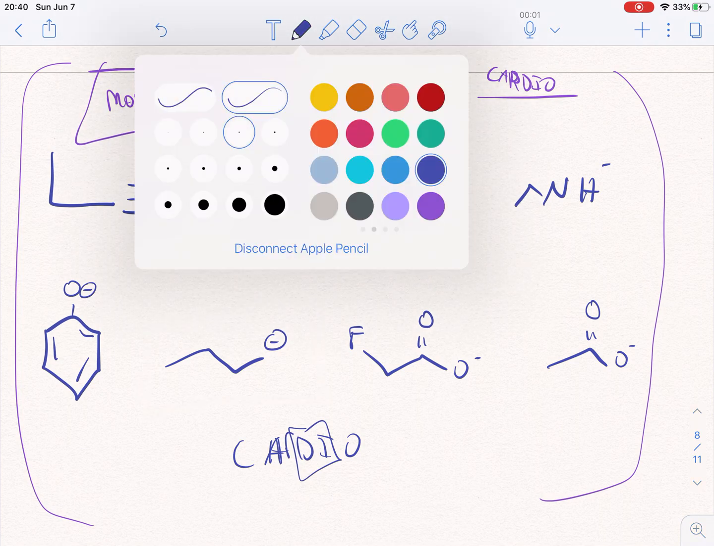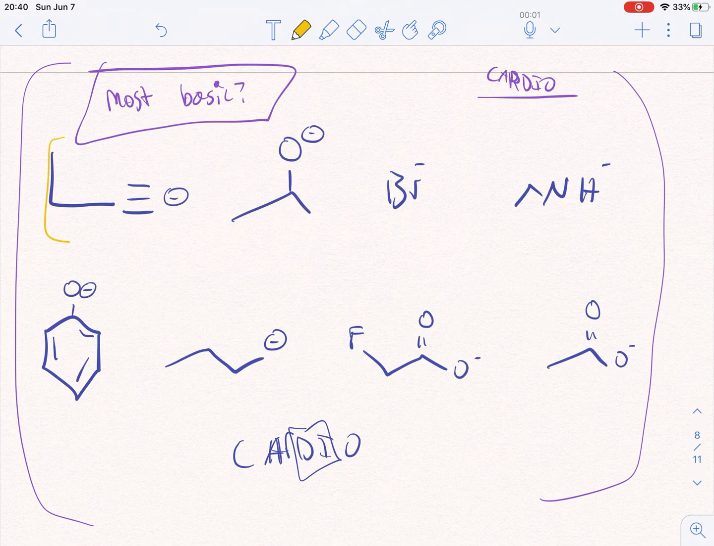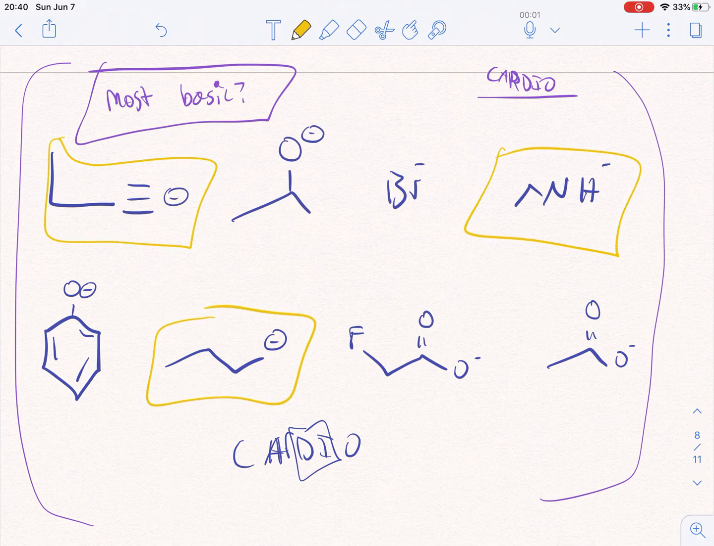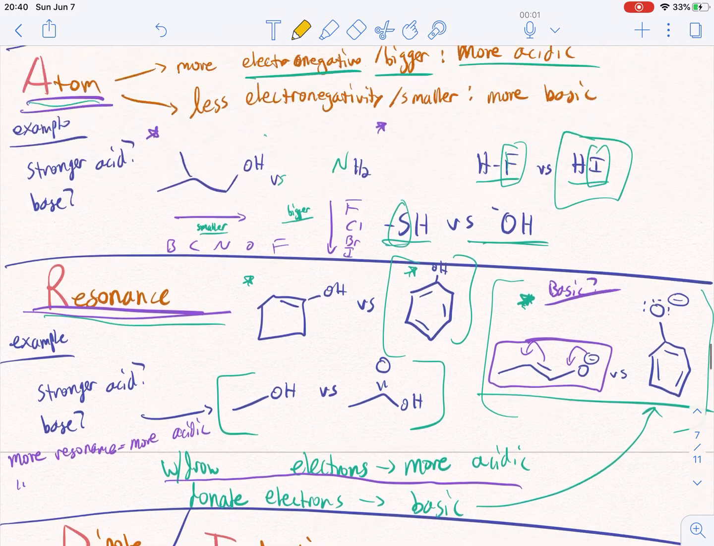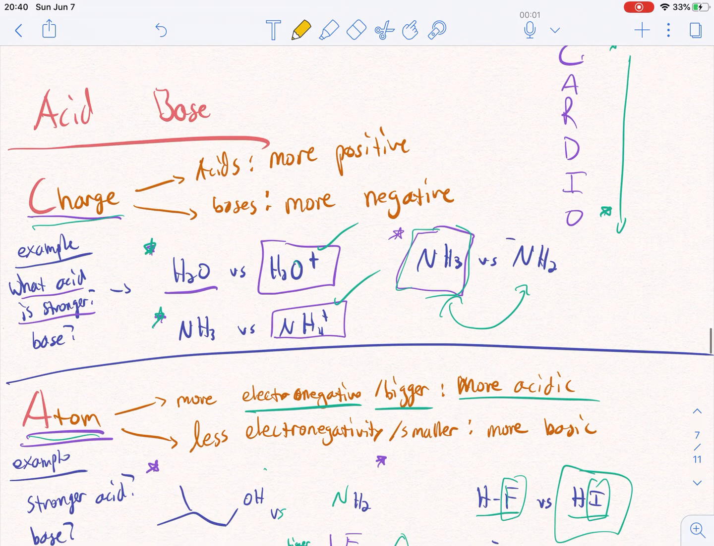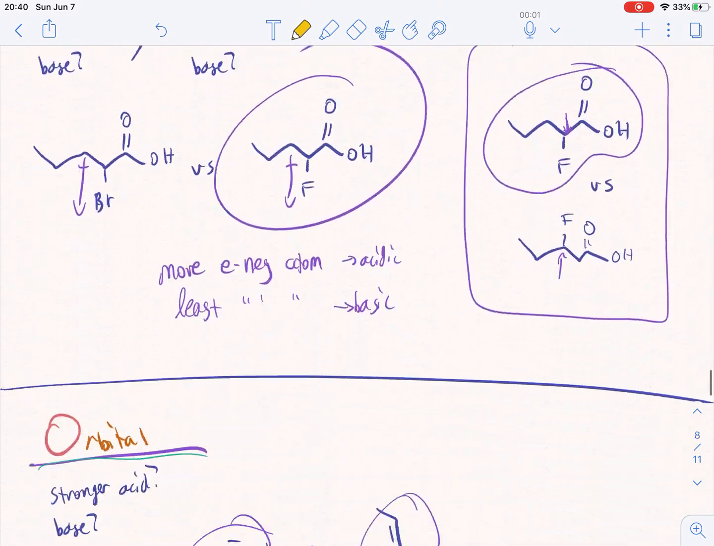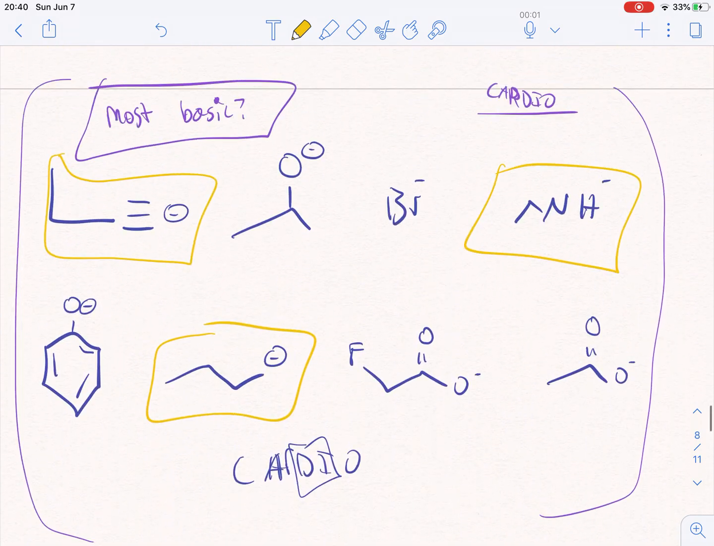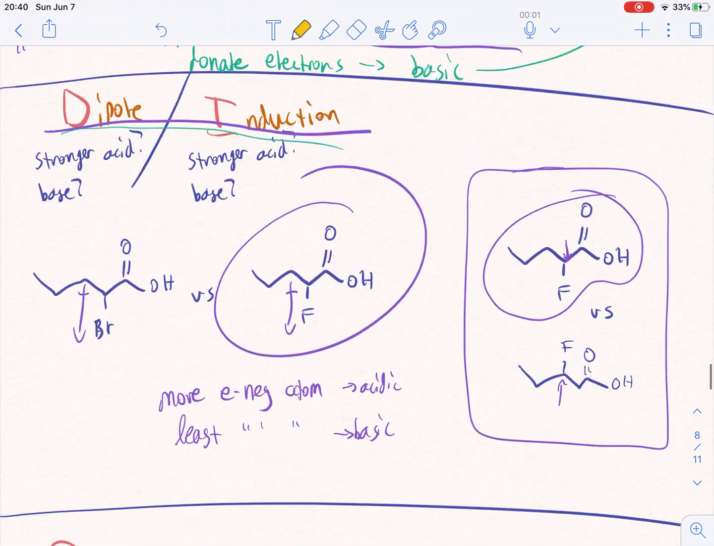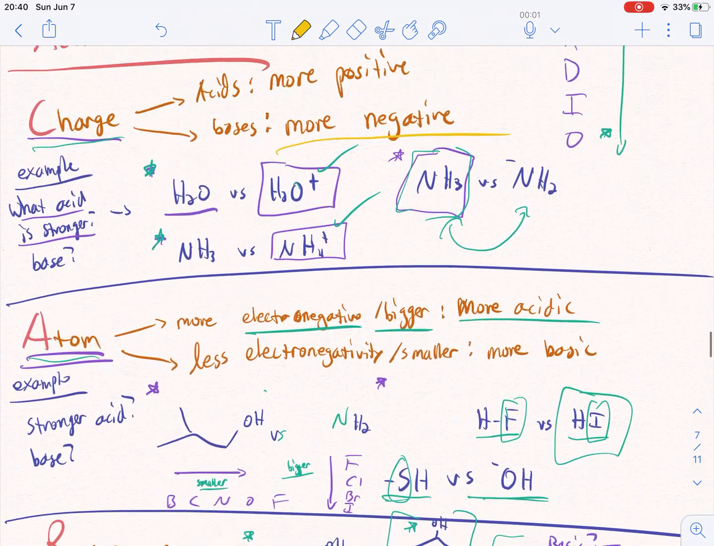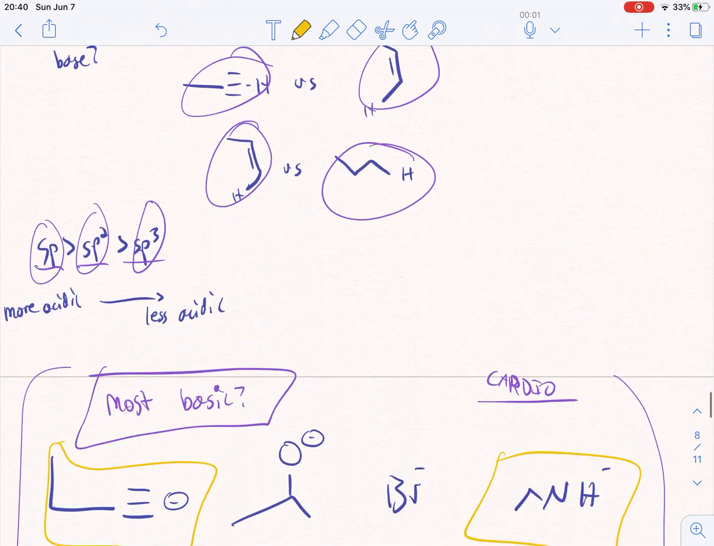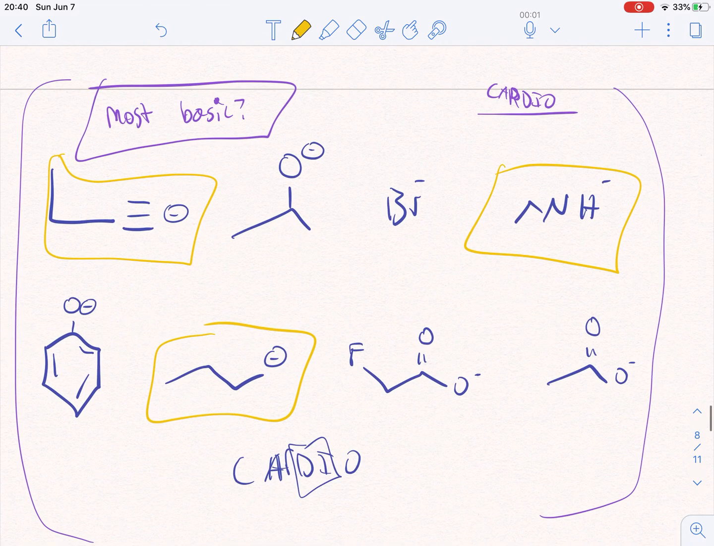Oh, do not want blue. This, this, this, off rip, I know are going to be the most basic. Here's why. We said if it's more negative, it's more basic, right? And hold on, okay, charge. All these are going to be charged. All these are going to be charge comparison.